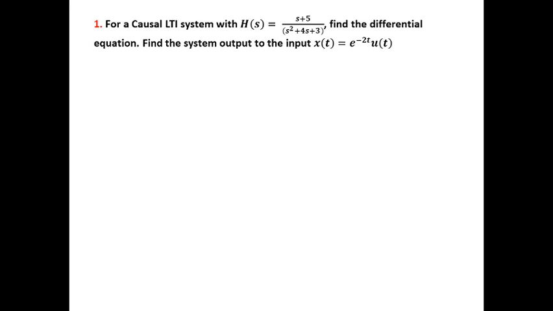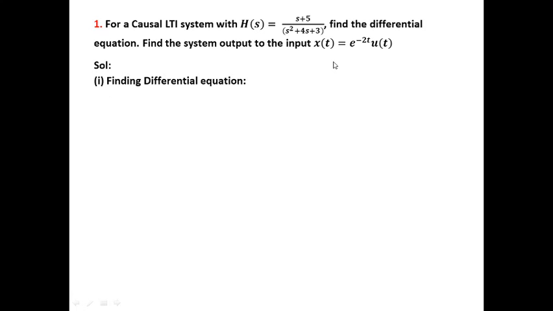So the first problem that we have taken for discussion here is for a causal LTI system. Kindly note down that it is a causal LTI system with H of s given in this manner. Find the differential equation. First we need to find the differential equation. Then find the system output, that is, we need to find y of t for the input. The input is given as x of t equal to e power minus 2t u of t.